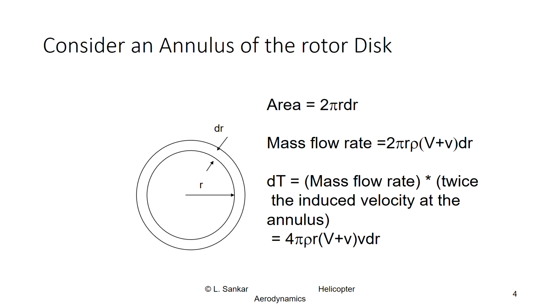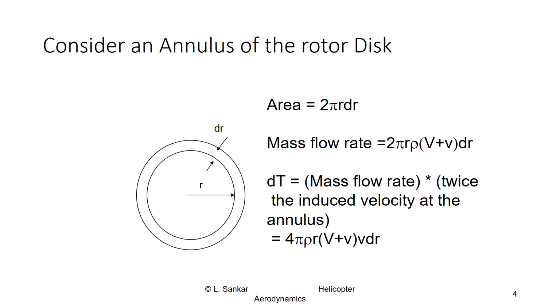So now we are allowing the lowercase v, which is the induced velocity, to vary from one concentric ring to the next concentric ring. So it's a function of r. So it's becoming non-uniform. So the mass flow rate is the area, which is 2 pi r, times density, times the velocity that is crossing the rotor disk, this ring, the velocity is V plus v. So the thrust is mass flow rate times change in the induced velocity.